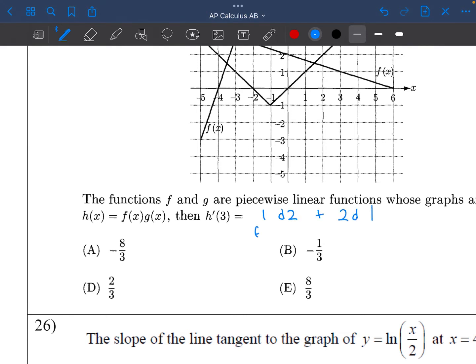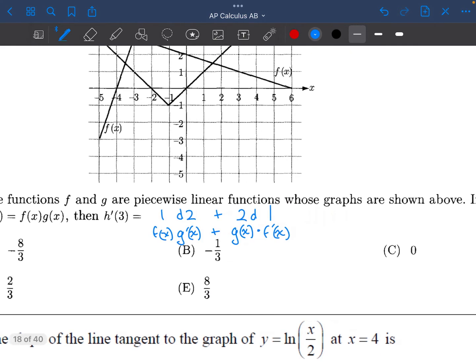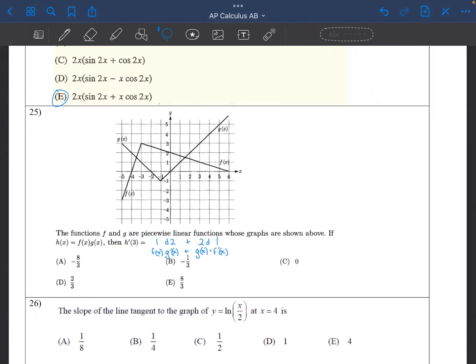1 is f of x. d2 is g prime of x, plus 2, which is g of x, times d1, which is f prime of x. And then for each of those x's, we're going to plug in a 3. And I'm realizing this is nowhere near enough space, so I'm going to move all of you up here.